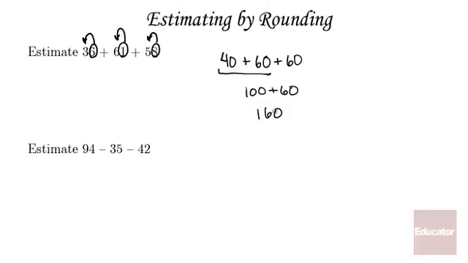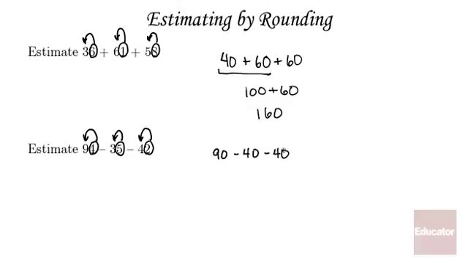Estimate 94 minus 35 minus 42. The 4 is less than 5, so the 9 is going to stay a 9 at 90. The 5 is 5 or greater, it's 5 in fact, so the 30 is going to estimate up to 40. And then the 2 is smaller than 5, so the 4 is going to stay.